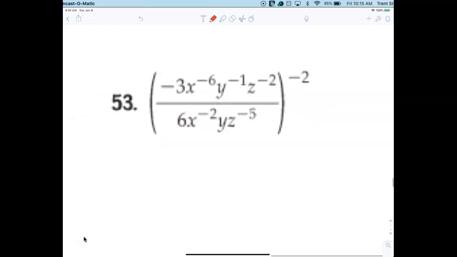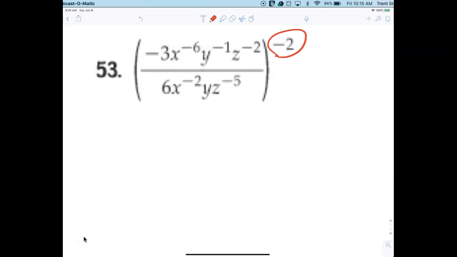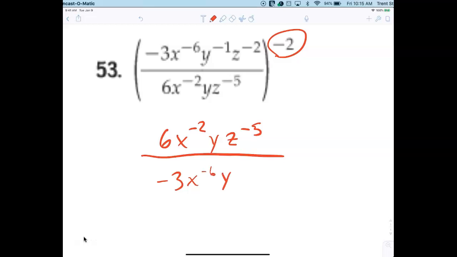Uh-oh. All right, Chloe, here we go. Now, listen to me, guys. This is my recommendation. The whole thing is raised to the what? Negative 2, right? So what do I have to do to the whole thing? Switch it. You have to switch it. All right? So when I switch it, it becomes 6x negative 2 y z negative 5 over negative 3x to the negative 6 y to the negative 1 z to the negative 2. Now everything is what?